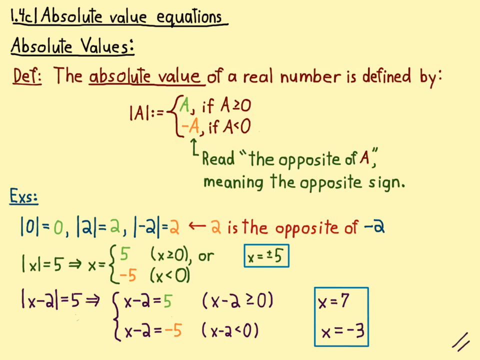Then you just have to solve each one for x. Add 2 to both sides, gives you this. Add 2 to both sides gives you minus 3.